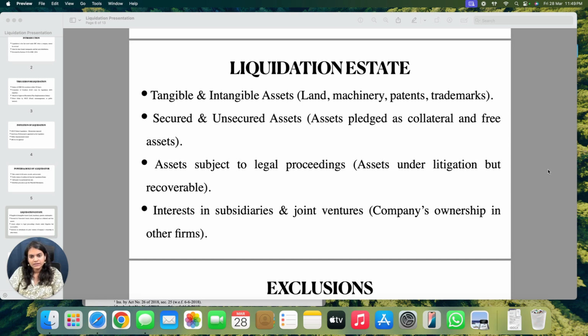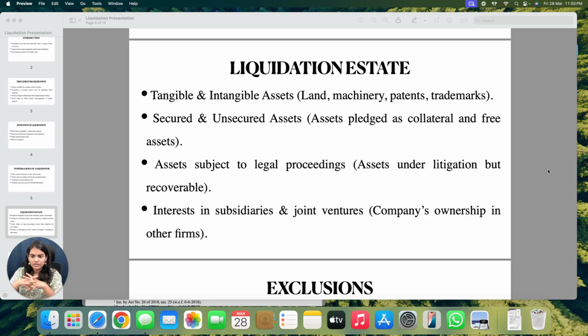So, any assets that are of the corporate debtor and are held in the name of the corporate debtor, or in which the corporate debtor has a direct interest, or such interest has been vested in the corporate debtor, will be part of the liquidation estate. But coming to the secured assets, a secured creditor will be given an option under section 52 of the code.